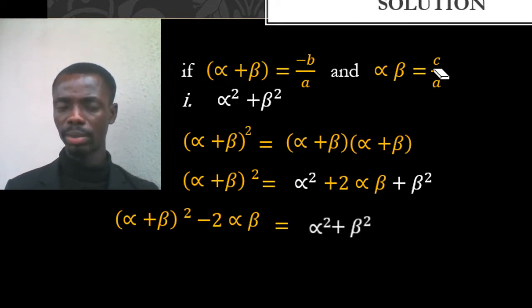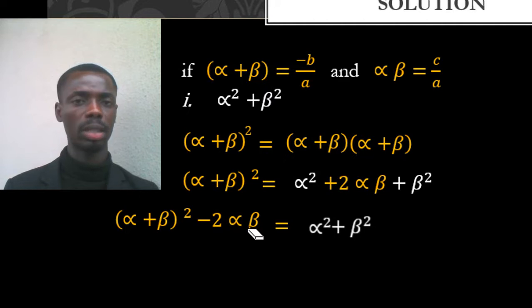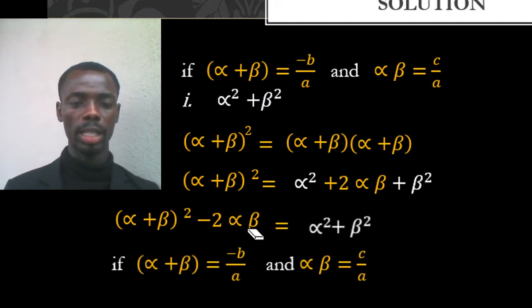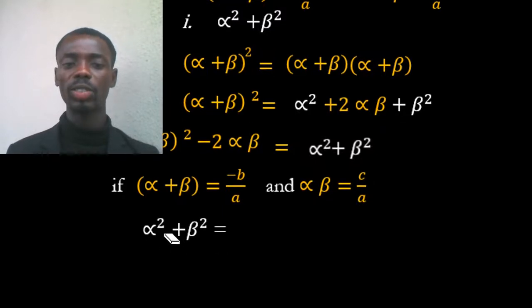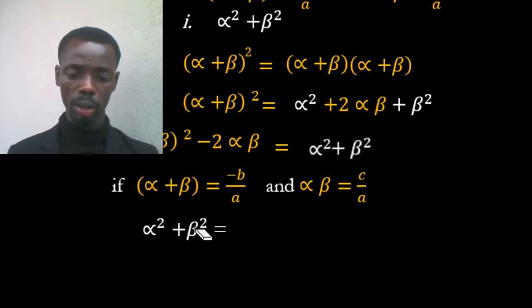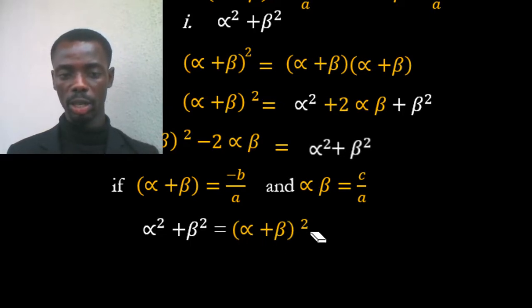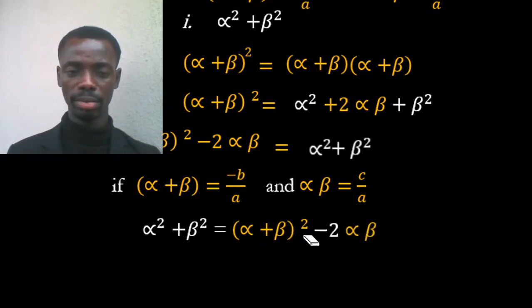So I can easily substitute this value, minus b over a, for alpha plus beta, and I can easily substitute c over a for alpha beta. Okay, let's see how that works. So if alpha plus beta is equal to minus b over a, and alpha beta equals c over a, then what happens? I can now say alpha squared plus beta squared equals alpha plus beta in bracket squared, then minus 2 alpha beta.